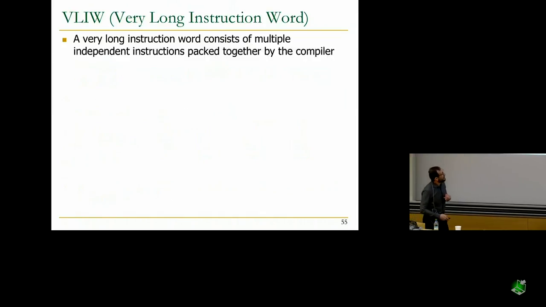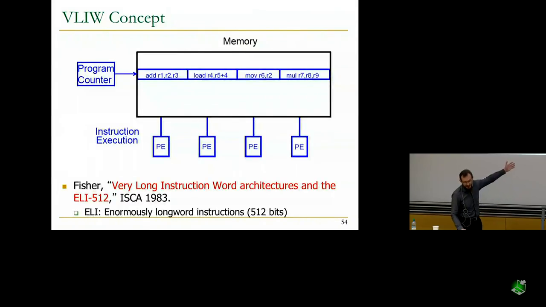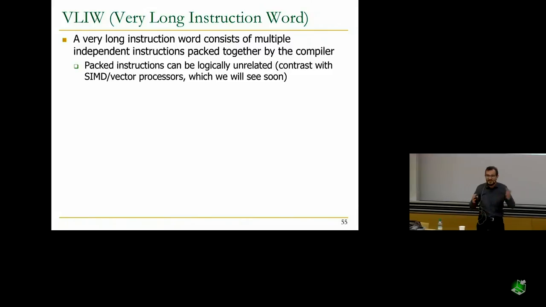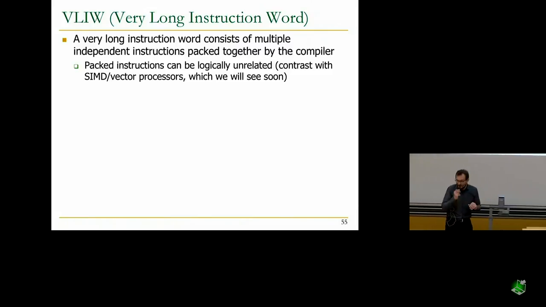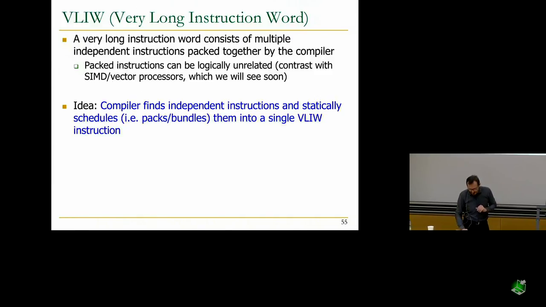Okay, so this is a very long instruction word. It consists of multiple independent instructions packed together by the compiler. Packed instructions can be logically unrelated. They could be doing totally different things, as you see over here. This is different from SIMD and vector processors that we will see. In SIMD, or single instruction multiple data, or vector processors, which is essentially what most GPUs are doing today, packed instructions specify the same operation.